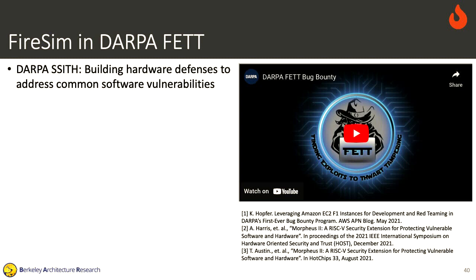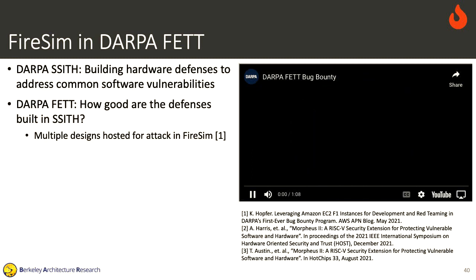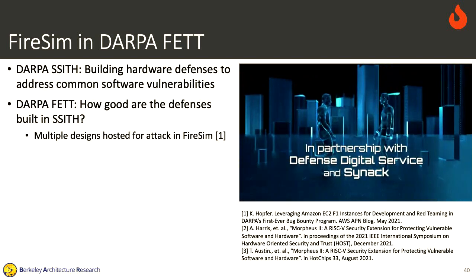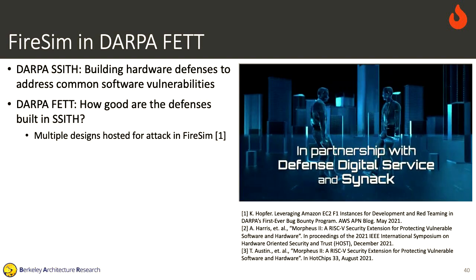Well, to understand that, we have to take a step back and look at a program called DARPA SSITH. DARPA SSITH was basically a program designed to have performers build hardware, or RISC-V processors specifically, augmented with security mechanisms that let you address common software vulnerabilities. The idea is that software is going to be vulnerable anyway. Can we make the hardware prevent those vulnerabilities from being exploited? Performers built a bunch of stuff, and then DARPA made a follow-up program called FETT. The idea was, let's assess how good those defenses were.